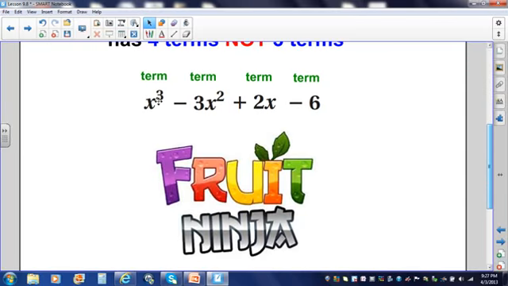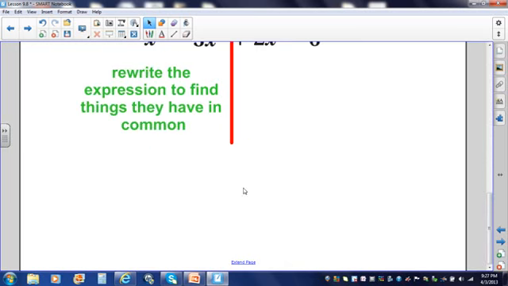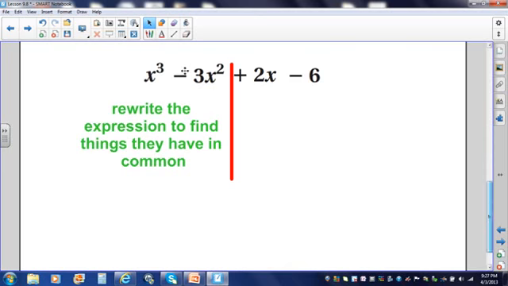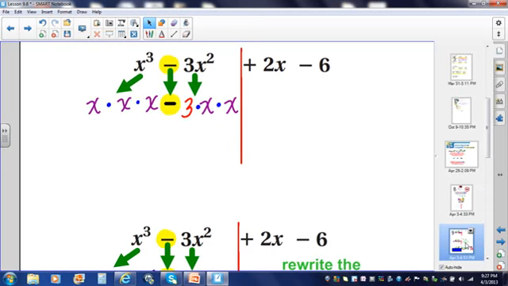So since there are 4 terms, we are going to go Fruit Ninja style on this problem. And for the Fruit Ninja, we are going to split the polynomial down the middle, and we are going to rewrite the expression so we can find things that they have in common.